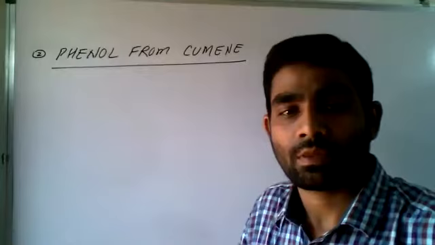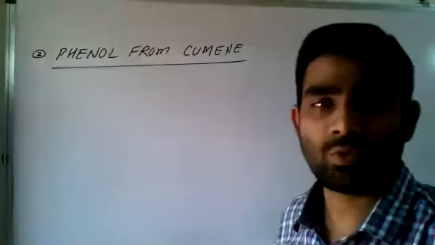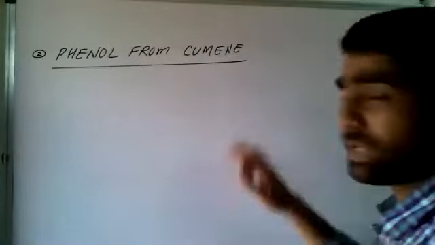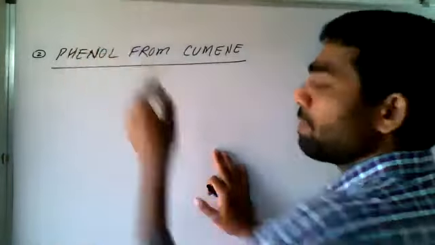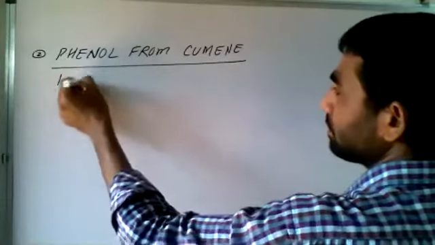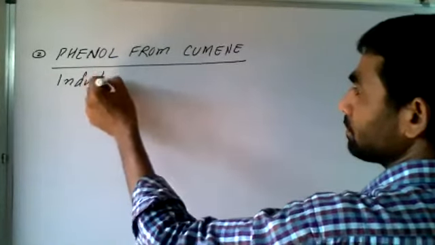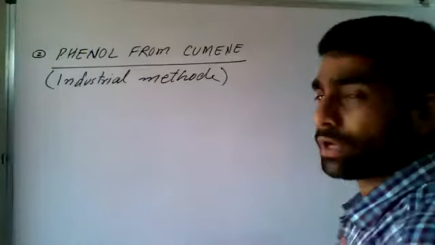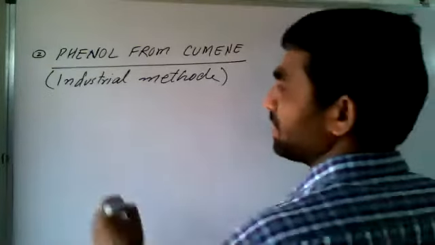Okay, right. So now, phenol from cumene. It is the industrial method for the preparation of phenol from cumene, and phenol can be prepared on a large scale. It is also called the industrial method. So this is called the industrial method for the synthesis of phenol. Okay, so what will happen in this method?